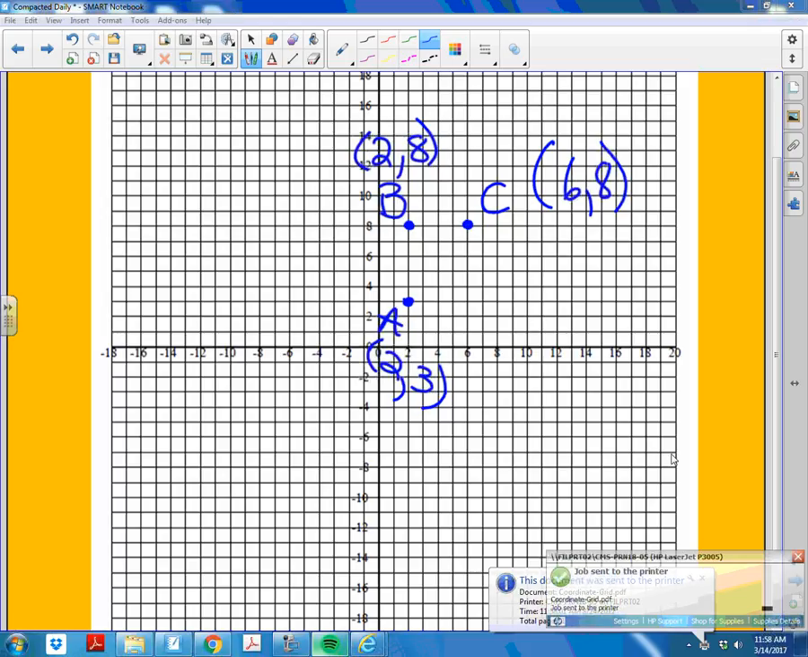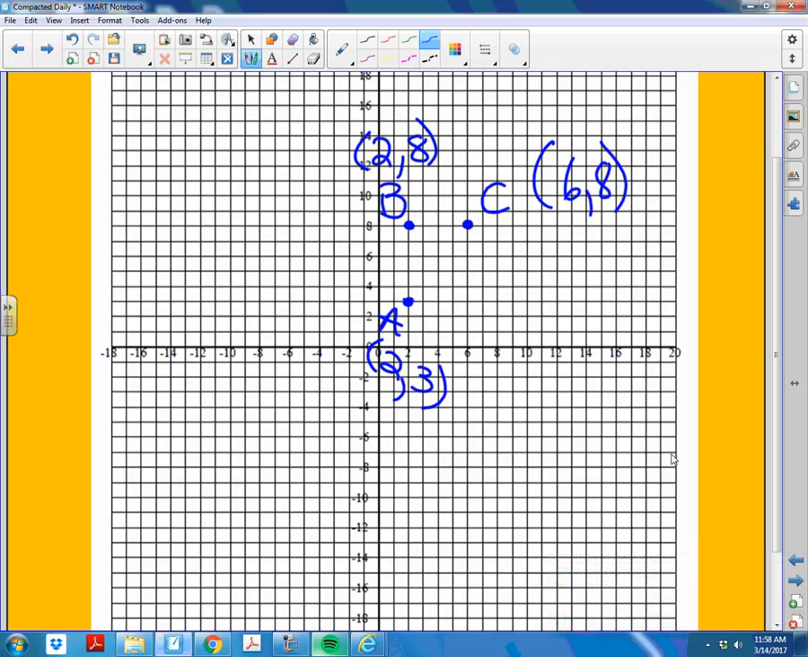Alrighty. Now, how many are going to need extra coordinate grids? Raise your hand. All right, if you need them, come up here.